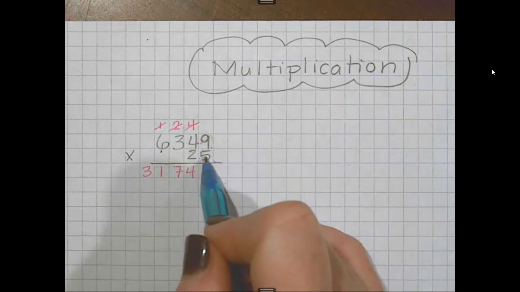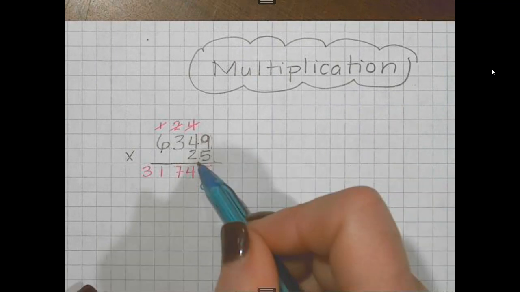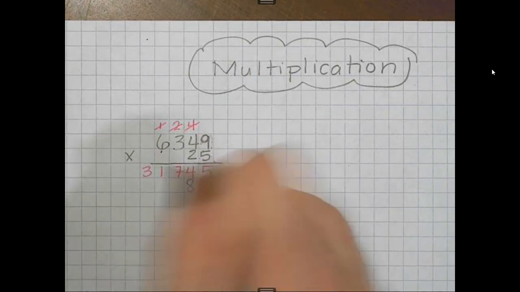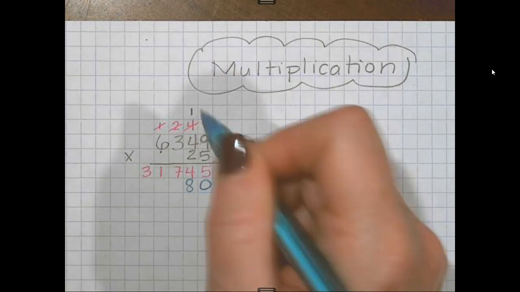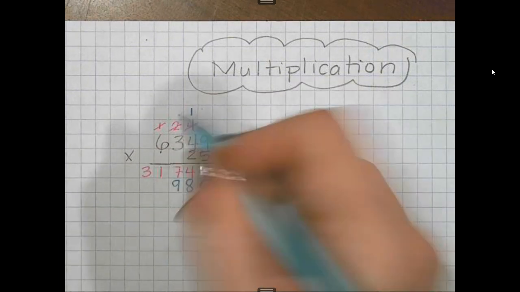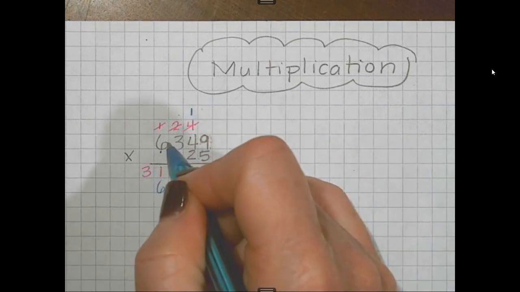So we're going to actually ignore the 5 now. I grabbed my different color, and now 2 times 9 is 18. So we put down the 8, regroup the 1. 2 times 4 is 8 plus the 1, 9. 2 times 3 is 6. We didn't regroup anything, so we just put down the 6. And 2 times 6 is 12.